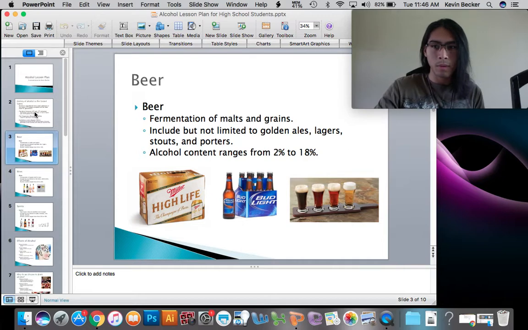Some of the most common ways that it's packaged is in cans. We can see that it is also packaged in bottles. And when you finally turn 21, which will be a couple years, you'll be able to get flights, which are served in glasses.